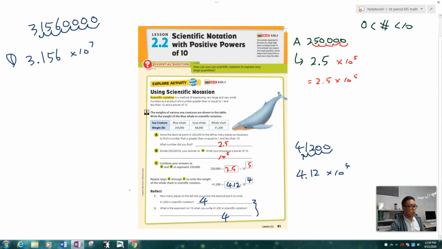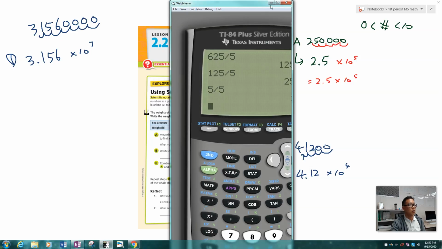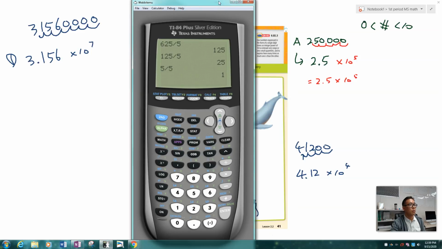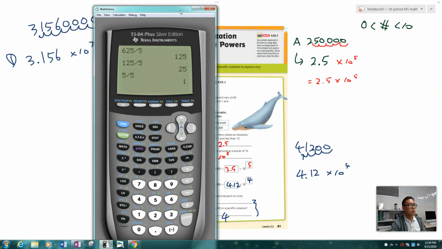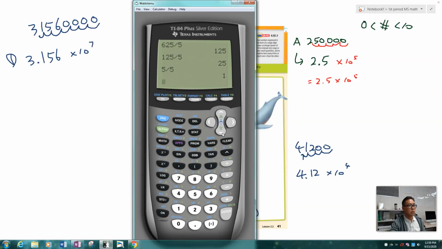So I'm going to show you whether that is true or not. When I use a calculator, where is my calculator? Here we go. I'm going to clear that. Right, so if I have 3.156 times 10 to the 7th power, then it'll give you 3, 1, 5, 6, 1, 2, 3, 4 zeros. So they are equal to each other.